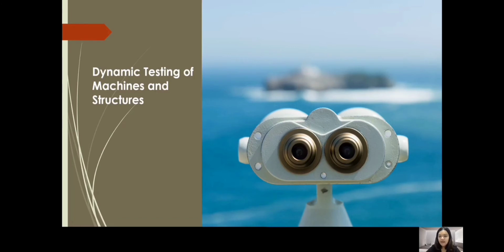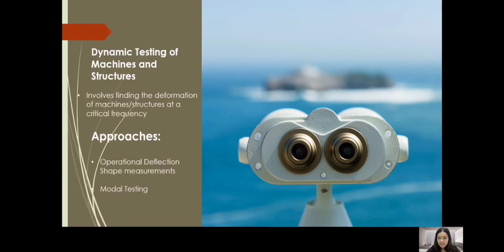Good evening, everyone. My report is all about dynamic testing of machines and structures. Dynamic testing of machines and structures involves finding the deformation of machines or structures at a critical frequency. We have two types of approach in doing this testing: the operational deflection shape measurement and modal testing.